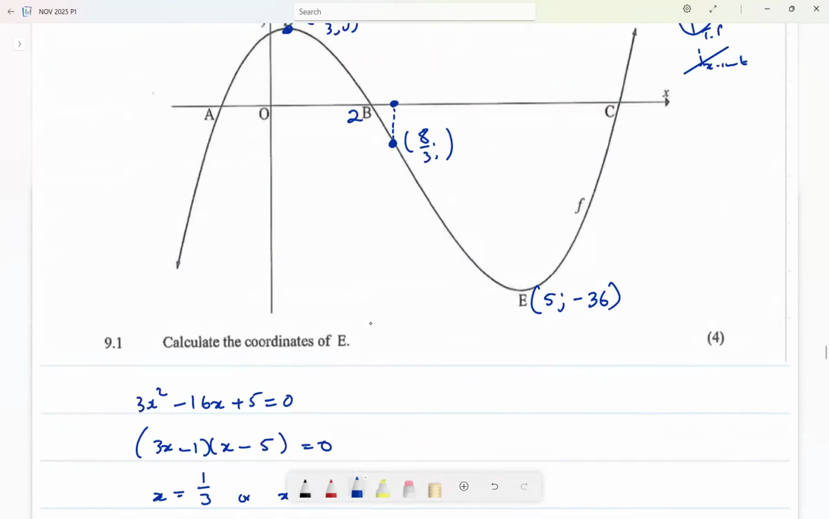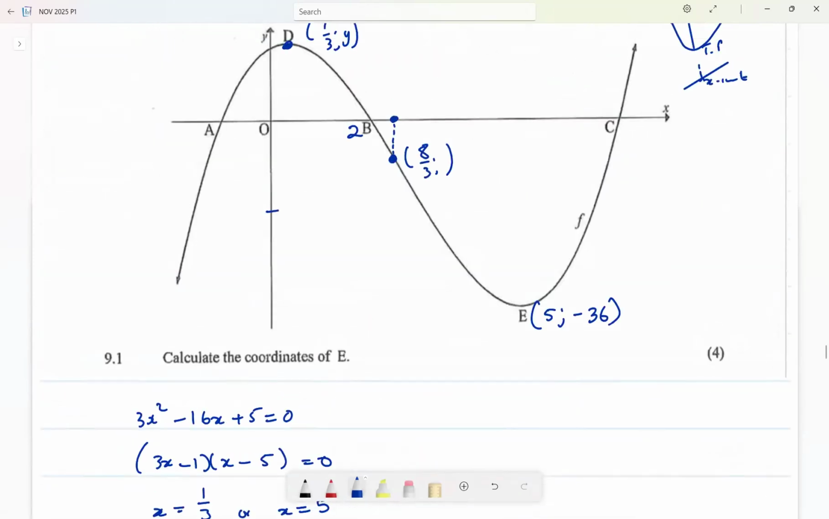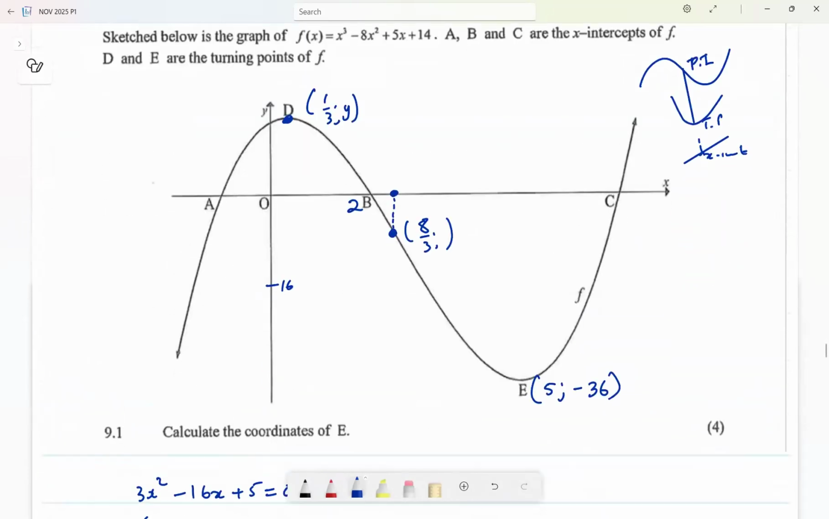So we say it's going to be negative 16 somewhere here. I'm going to say negative 16 somewhere here. So I'm going to have a straight line, maybe something like this.